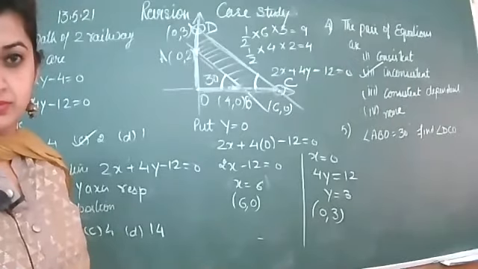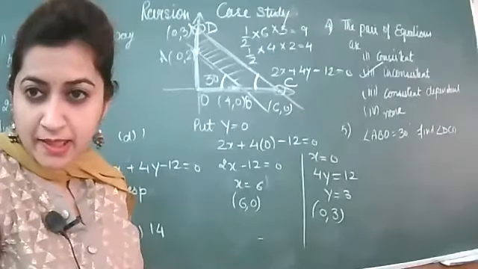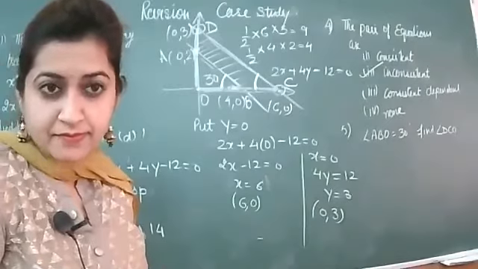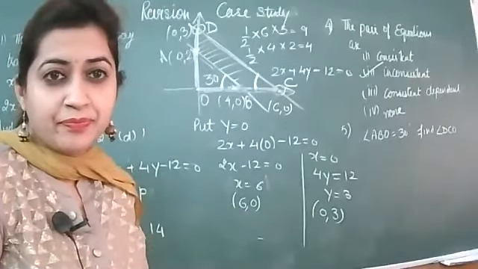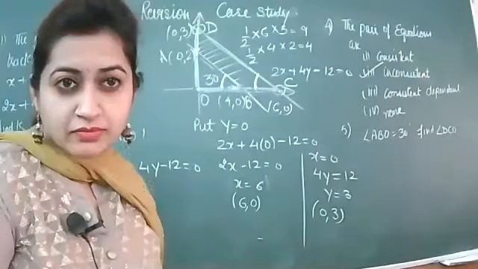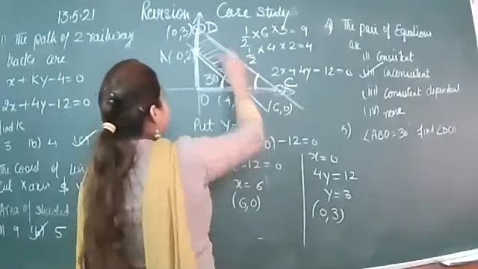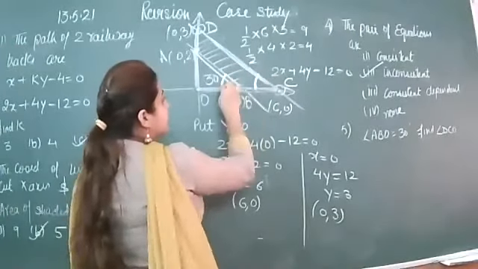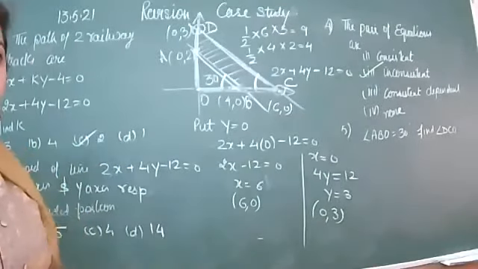Ma'am, I think the answer will be 30. Why, beta? Tell me the reason. Angles. Yes, as these two lines are parallel, this angle is 30, then this angle will also be 30 because they are corresponding angles.